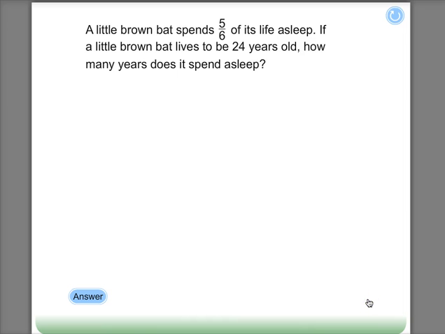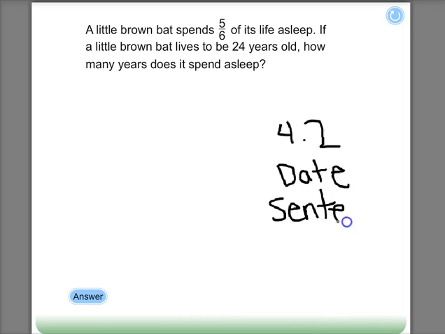Okay, here is your last one for your math journal. Make sure when you are done that you have lesson 4.2, the date, and a sentence. Those are the things you need.